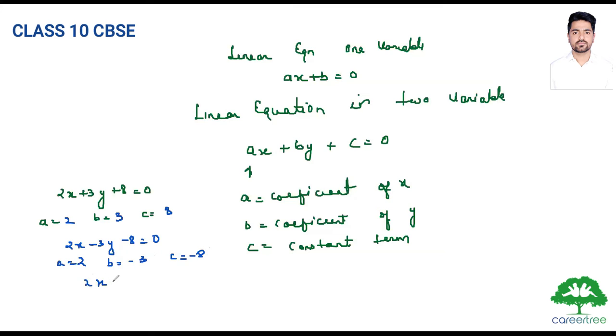Let's say if I write 2x minus 3y is equal to 8, then what will be a, b, and c? A will be 2, B will be minus 3, and C will be minus 8, because when you bring it into general form, it will be 2x minus 3y minus 8 is equal to 0.